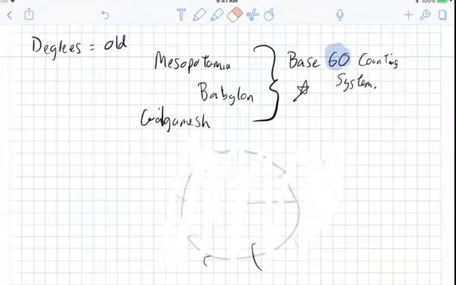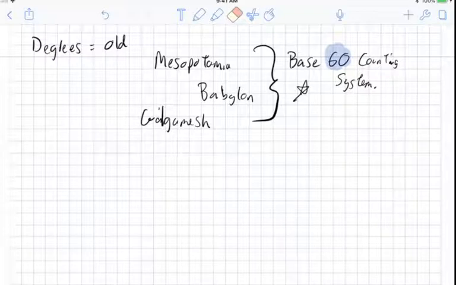And we inherited that from the Babylonians. It's the reason why hours have 60 minutes, and minutes have 60 seconds. It's all the Babylonians' base 60 counting system.